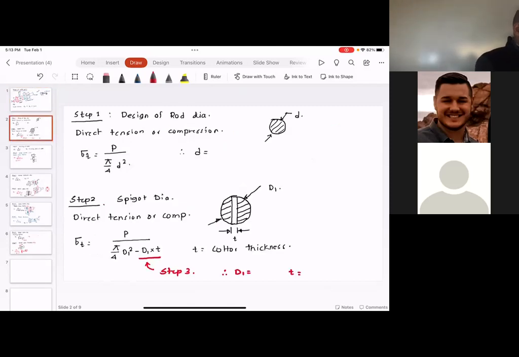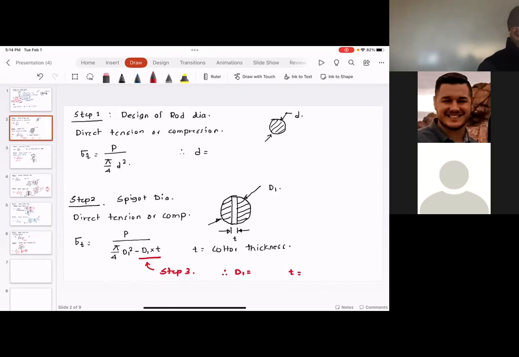So step 1 is you have to find out the design of rod diameter. That is purely based on tension and compression. Tensile stresses are usually lower than the compressive stresses. That's why if you use the tensile stresses, your diameter would be slightly larger. So that's what we have used. Next thing is we have to find out the spigot diameter. Spigot diameter is where the failure of the spigot occurs, because that is where the spigot is weakened.